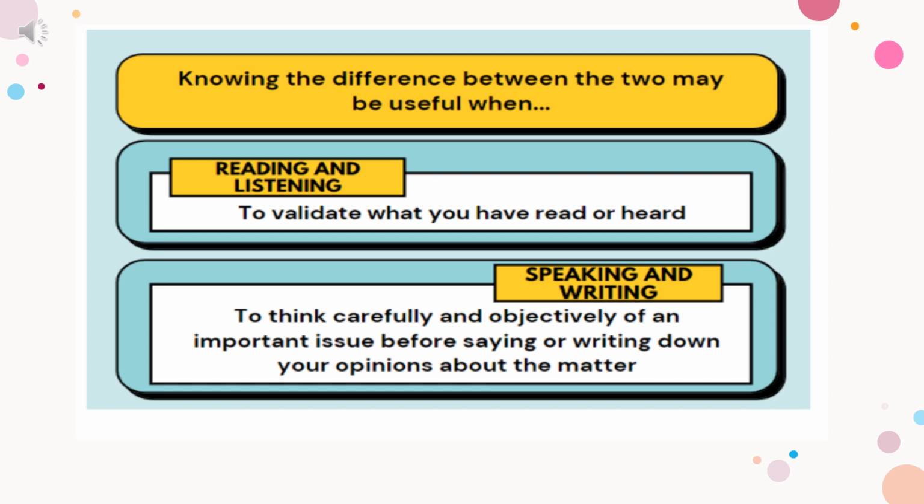Then, second, speaking and writing. To think carefully and objectively of an important issue before saying or writing down your opinions about the matter. So, that's the good thing whenever you know the definition of the words bias and prejudice. You will be guided whether what you are going to write will be something biased or prejudiced about a certain subject or topic. It's the same with what you have learned regarding subjective content and factual information. So you will be guided whether you are presenting a good stand regarding the subject that you are writing about.